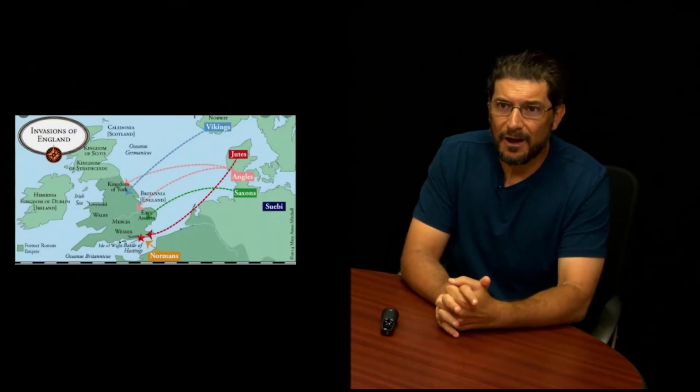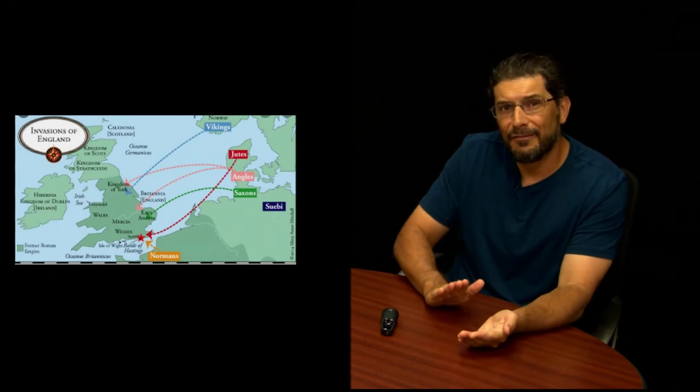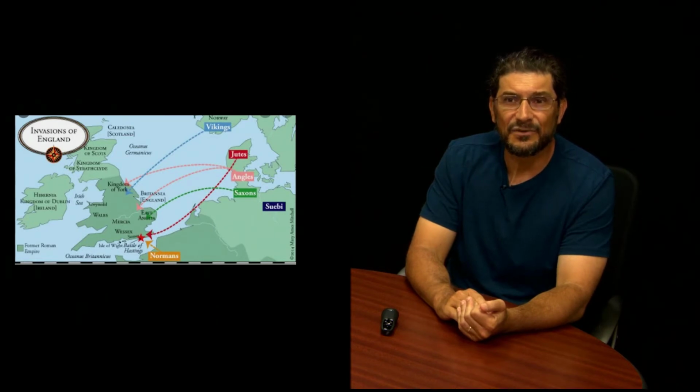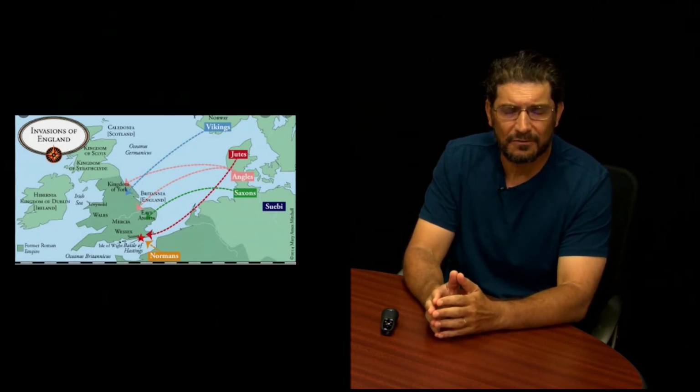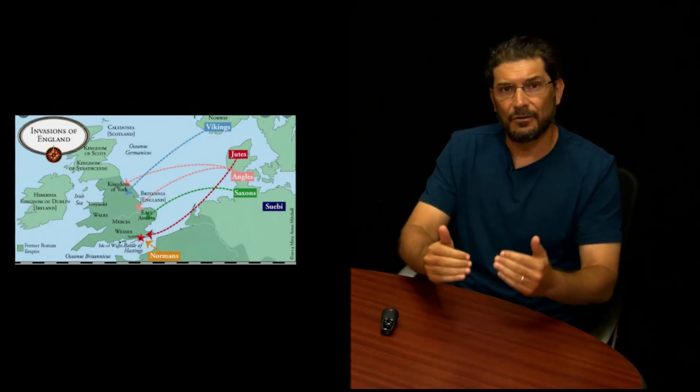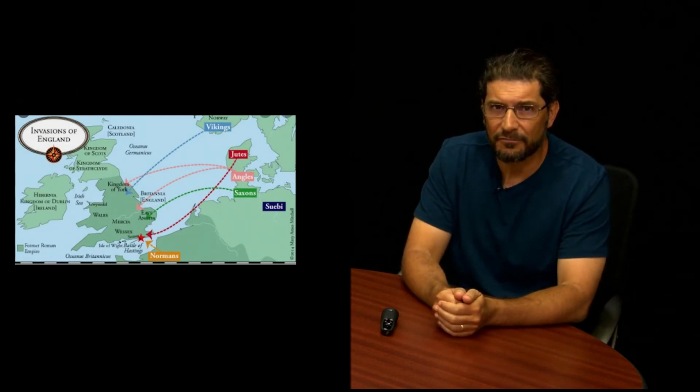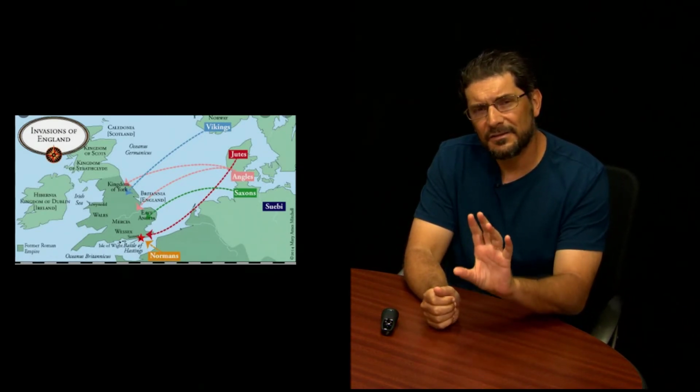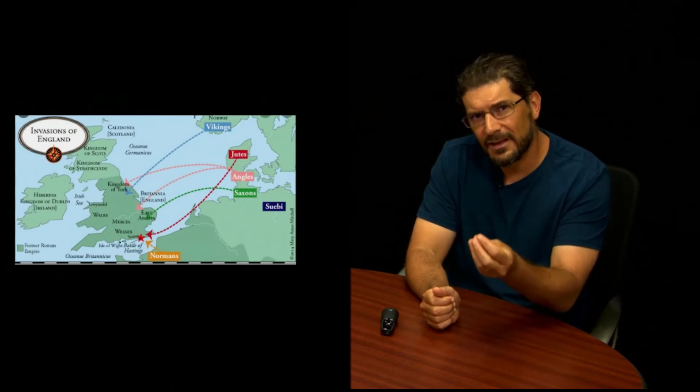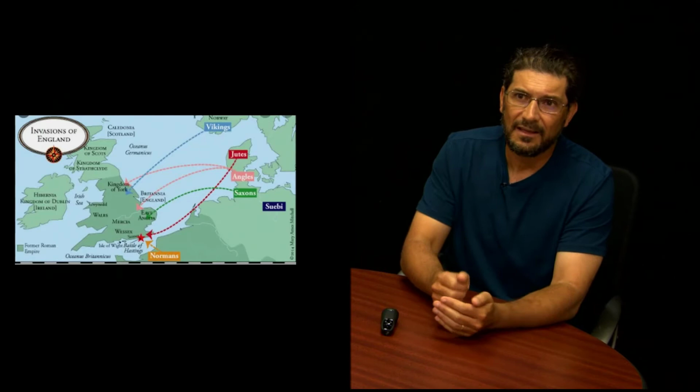Here we have a map that shows us some of the invasions. You see on the bottom there in the orange, the Norman invasion of England in 1066. Norman referring to, or from that region of Normandy, across the English Channel from England. And English is changed significantly as a result of this invasion. A lot of French gets into English, a lot of Latin gets into English.